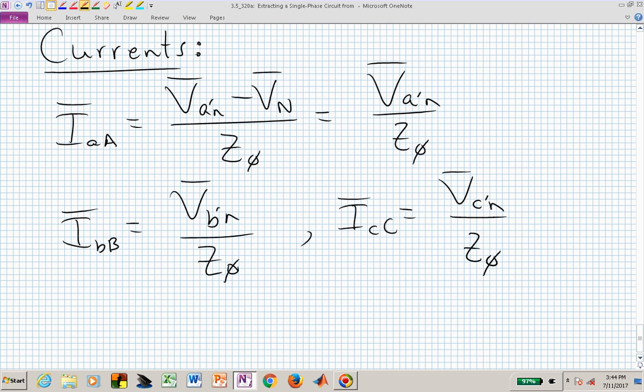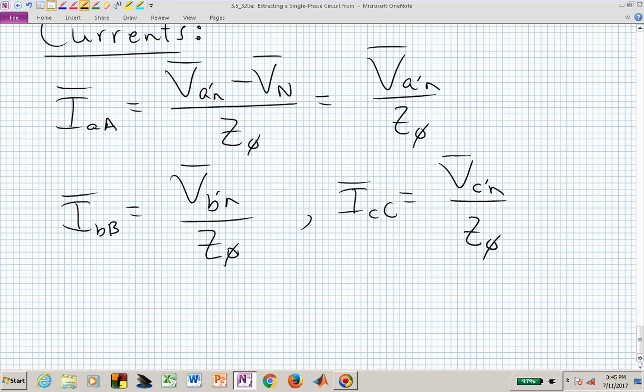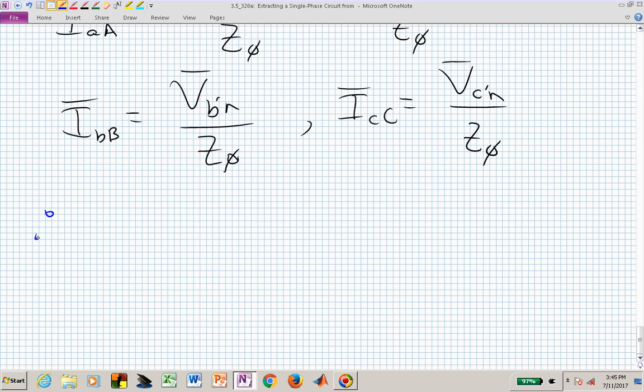Well, remember how these generator voltages are related. V sub A prime N, V sub B prime N, and V sub C prime N formed a balanced set of voltages, which meant they had the same amplitude and their phases were all related by 120 degrees. So in this case, the denominator on the right-hand side of all of those current expressions is the same. It may be a complex number, but it's doing the same thing to every one of those right-hand sides. So that means that these currents actually form themselves a balanced set of three-phase currents. Therefore, the currents have the same magnitude.